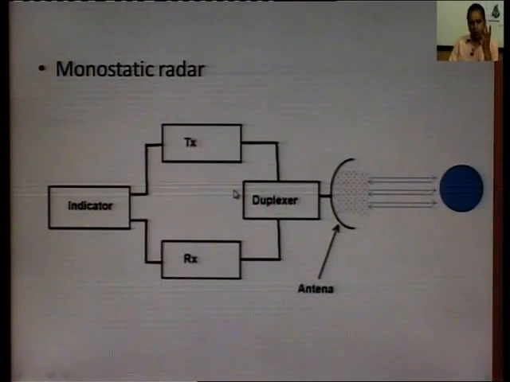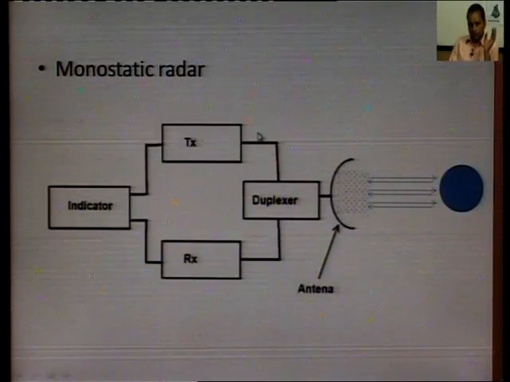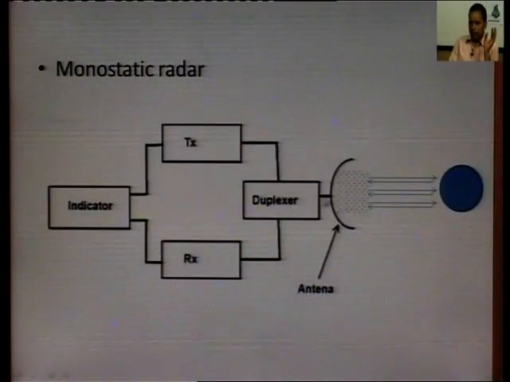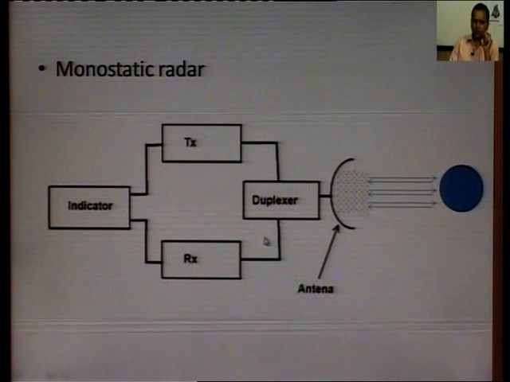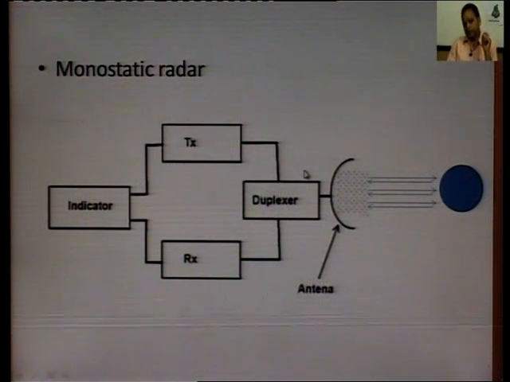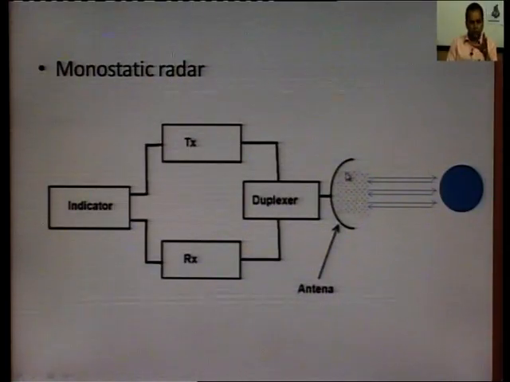So, how the radar operates in its simplest form: the signal is transmitted from the transmitter via the duplexer. So, what is the duplexer? The duplexer is a device which works in two modes, TR and ATR, and it connects either the transmitter or the receiver, one at a time, with the antenna. Here you can see there is one antenna, and the same antenna is used for transmission and also for reception.